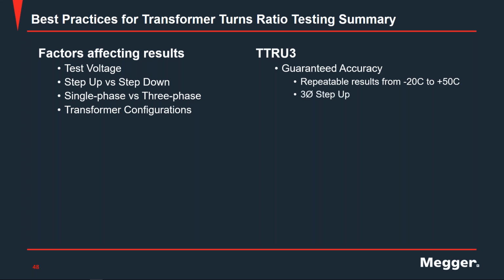And the main way that we do that is through our patent pending 3-phase step-up technique. We use the transformer itself to overcome the voltage dependence that we always talk about with the test voltage. So with a smaller excitation voltage, we are able to achieve a higher test voltage on the primary winding, which gives us that accuracy that we guarantee. And of course, we do all of this by inducing up to 250 volts safely.